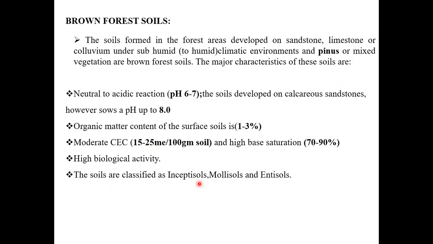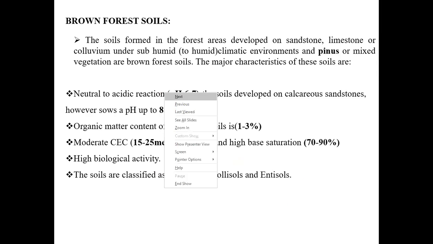The soils are classified mostly as Inceptisols, and you can expect Mollisols and Entisols. We can classify under these 3 types of horizons. So the characteristics: mostly peaty soils. Peat means partially decomposed, organic matter accumulated soils. Around 15,000 hectares occur in humid climatic conditions, students.